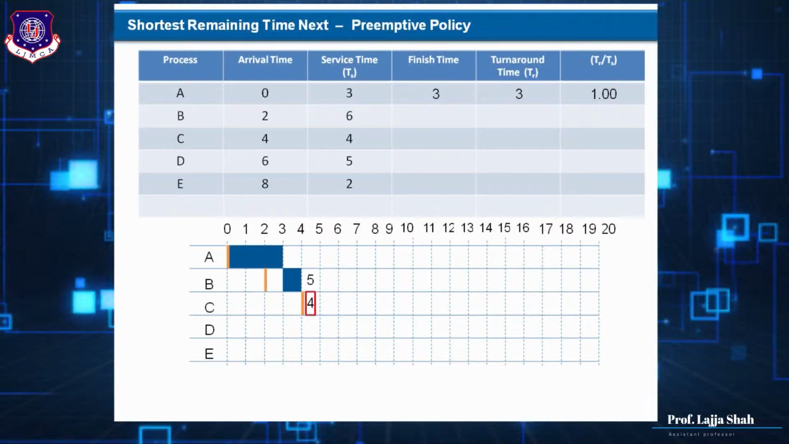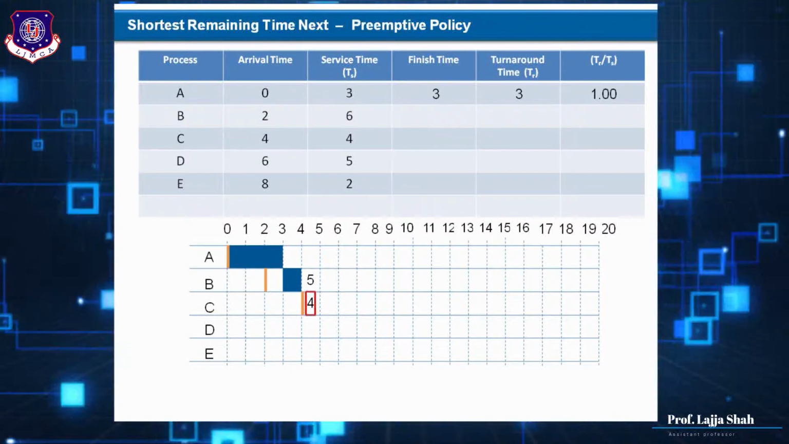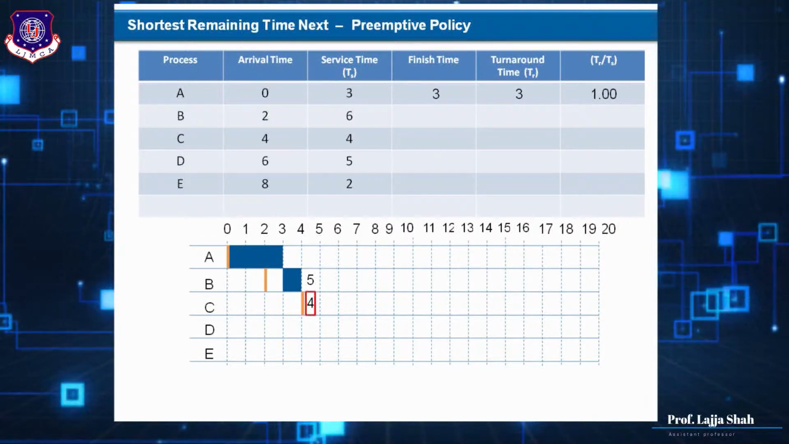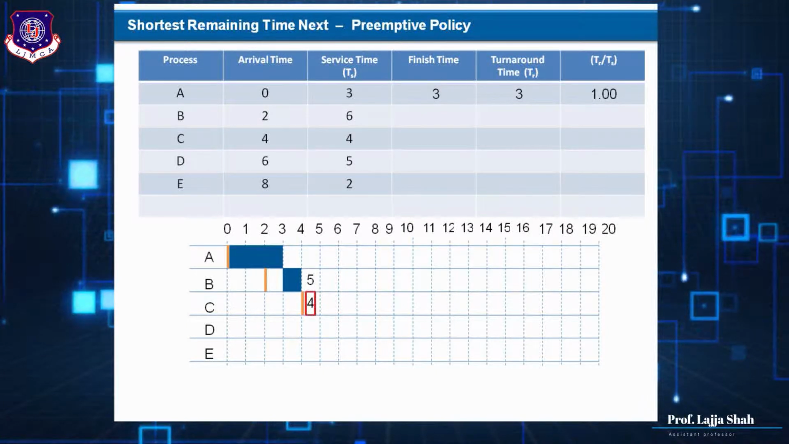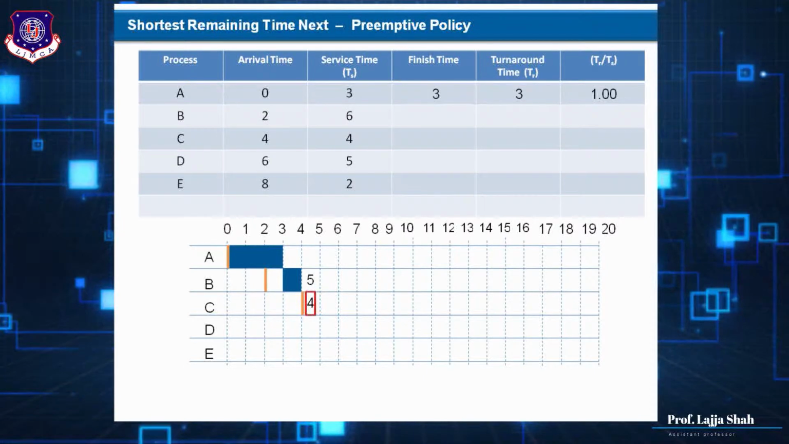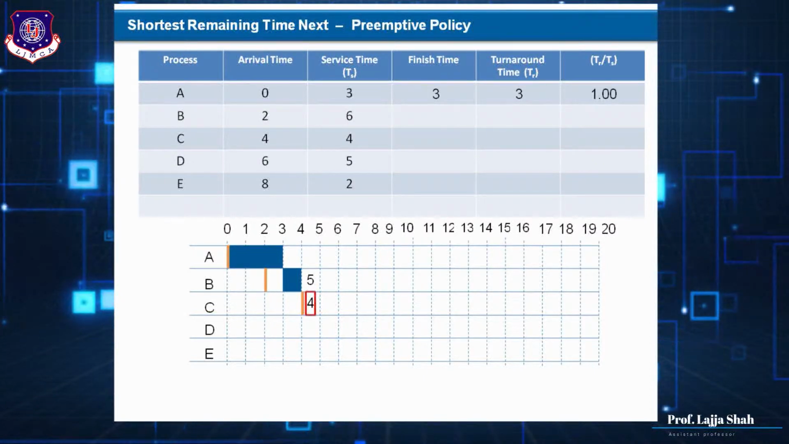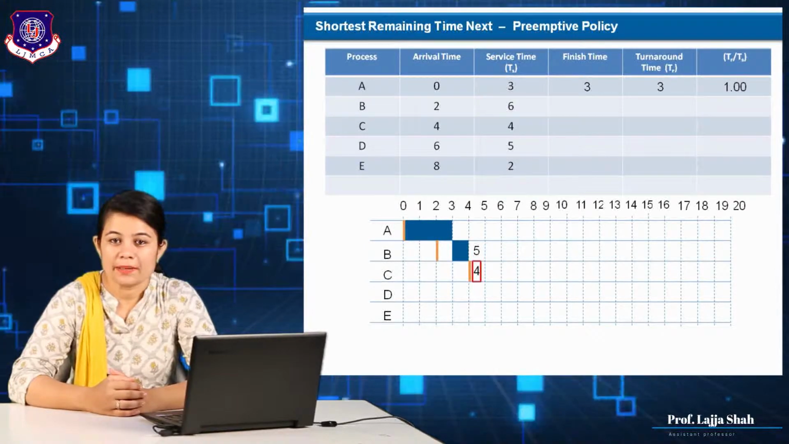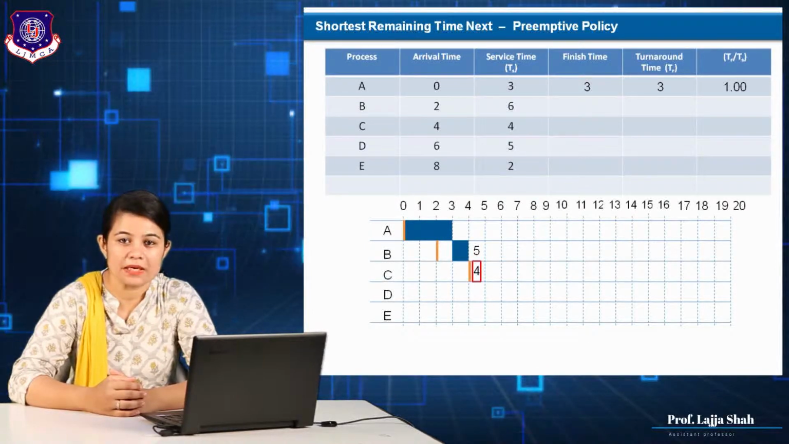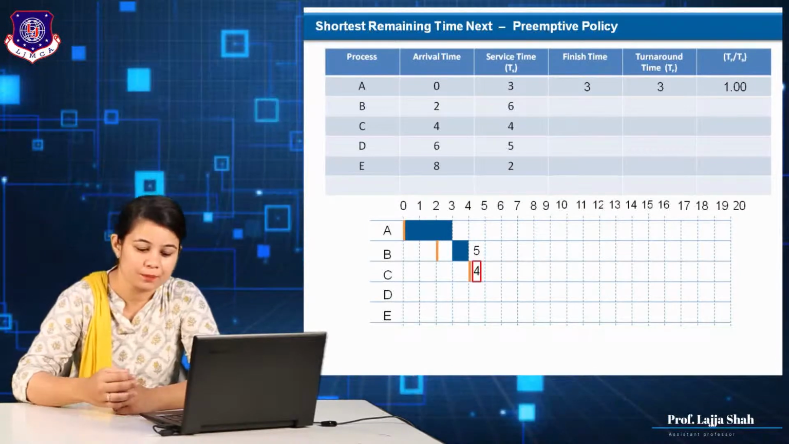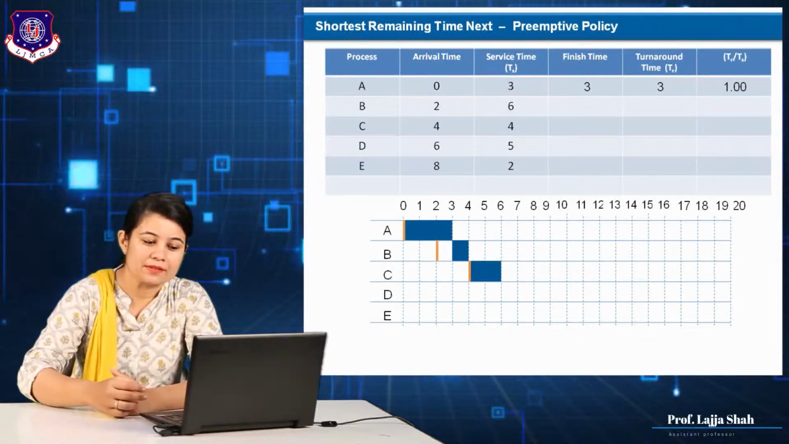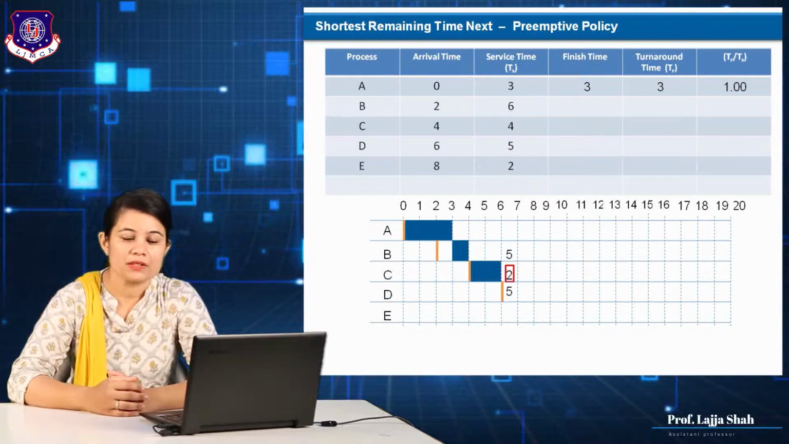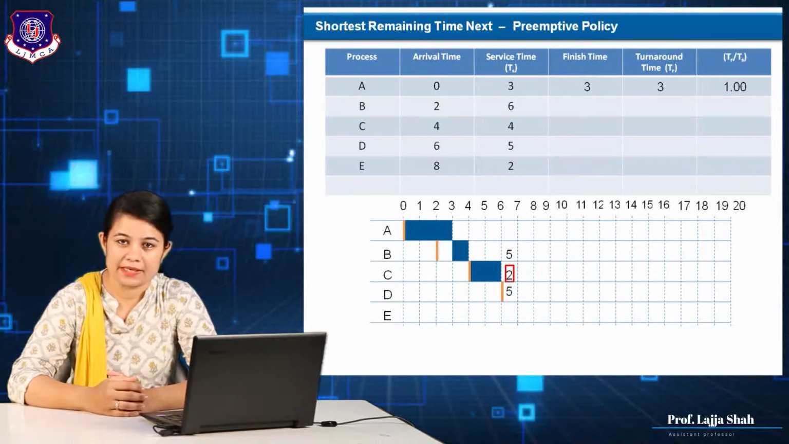Process C has just arrived, so its service time will be considered as its remaining time, that is 4 seconds. Among B and C, C's remaining time is shorter than B's. So the current process B will be interrupted by the new process C. C will be executed for 2 seconds. After that, the current time will become 6 seconds.